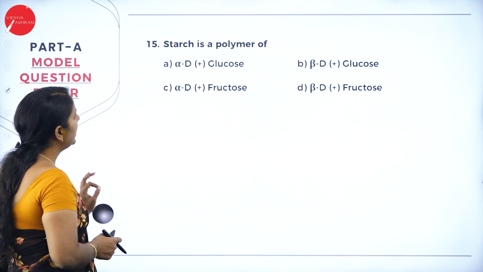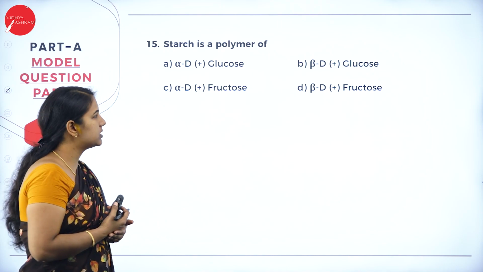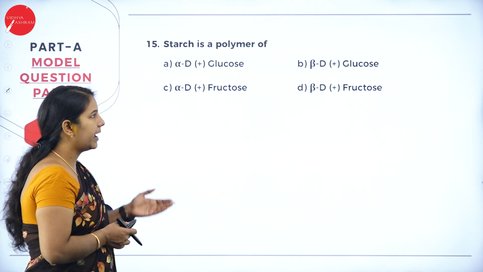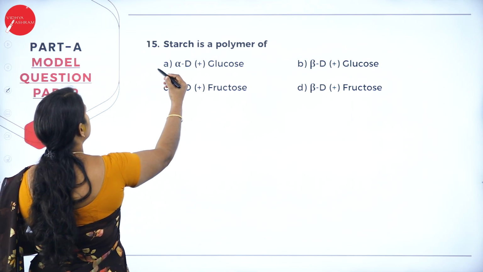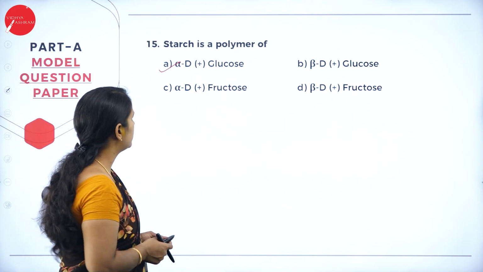This is a tertiary amine which is more basic compared with the primary alkyl amine or a primary aryl amine. Next, starch is a polymer of alpha-D-glucose, beta-D-glucose, alpha-D-fructose or beta-D-fructose. As we discussed in the biomolecules unit, we know that starch is a polymer of alpha-D-glucose.